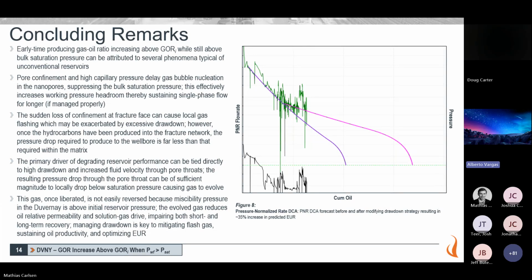And as we develop our drawdown strategies, we're trying to maintain above the bubble point for as long as possible. So theoretically, if the bubble point has been suppressed by the unconventional effects, like the poor confinement, et cetera, we should have more working headroom. We should have more time to draw these wells down in single phase without the gas liberating in the reservoir itself. Just on a PNR DCA, there was about a 35% increase between those two drawdown strategies. So that is about all I have to say on that.